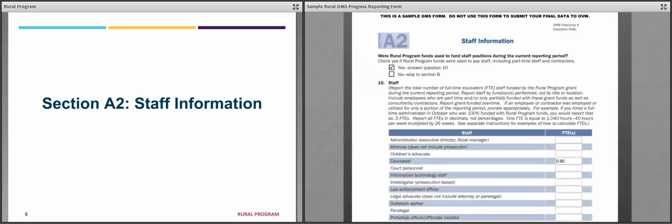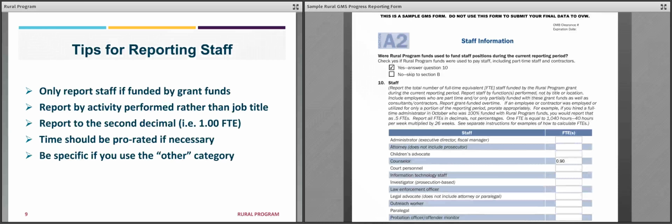Section A2, staff information. Here we have some tips for reporting staff time. When considering reporting staff, you should keep in mind to only report FTEs for staff whose salary is provided fully or partially by grant funds during the current reporting period. That should also include staff time of contracted work. You would report by activity performed rather than job title.